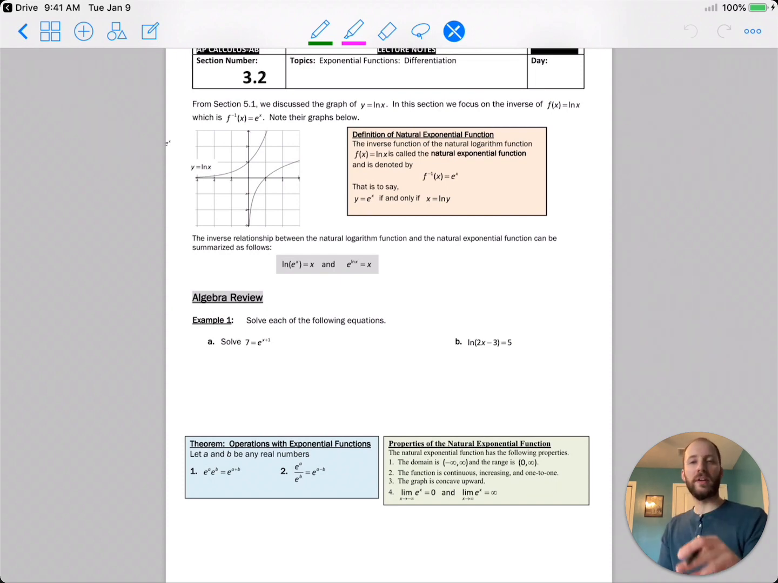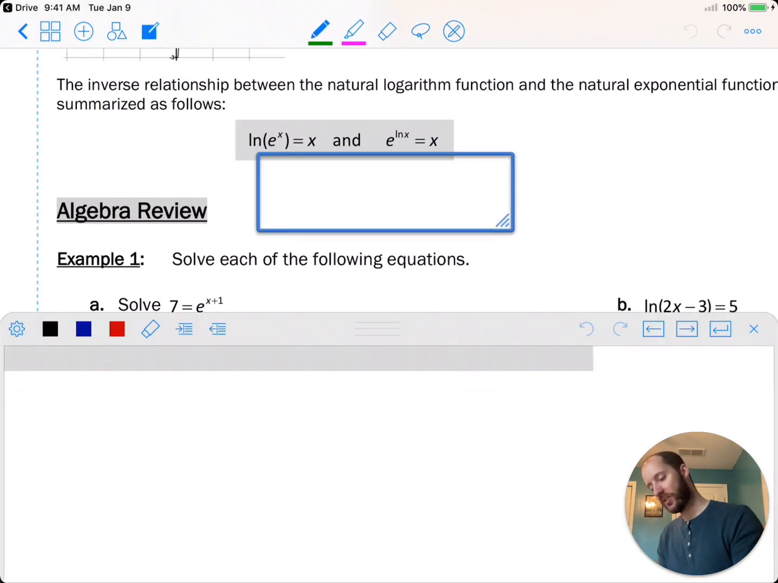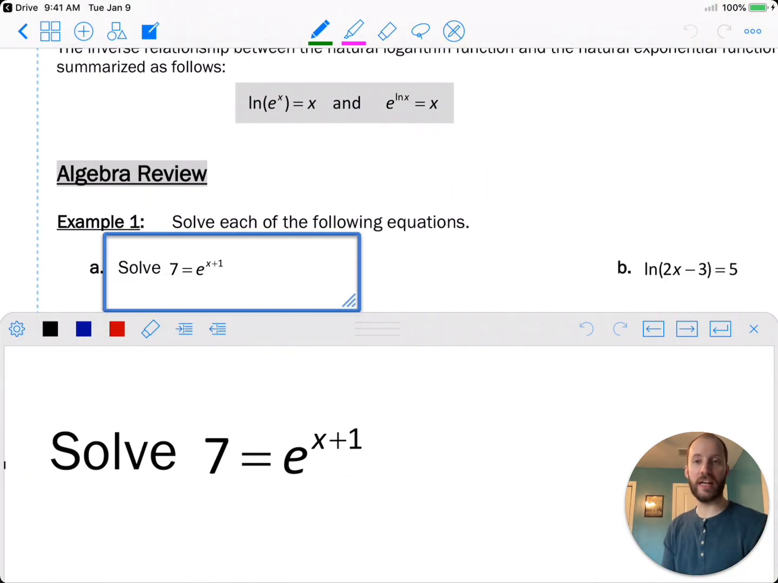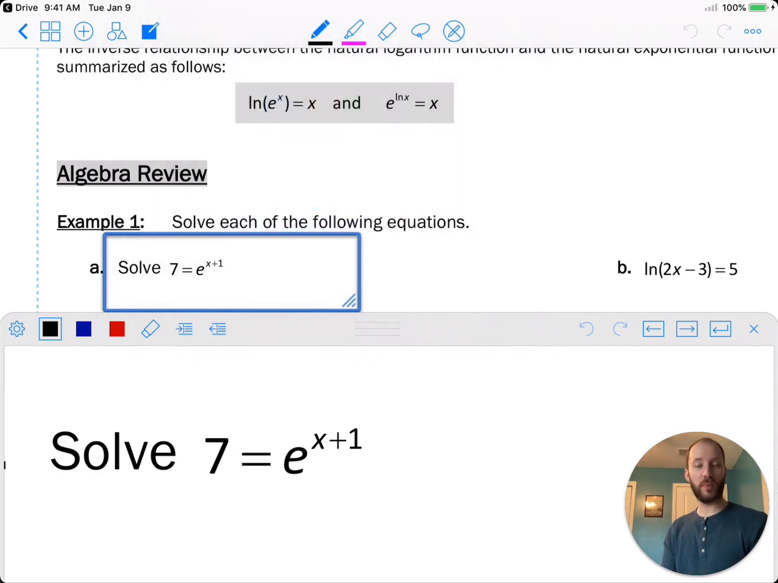So remember, e to the x and ln x are inverses of each other. So to say, they undo each other, like addition and subtraction, or multiplication and division. So if you ever want to get rid of one, introduce the inverse. So you want to get rid of e, take the natural log of both sides.